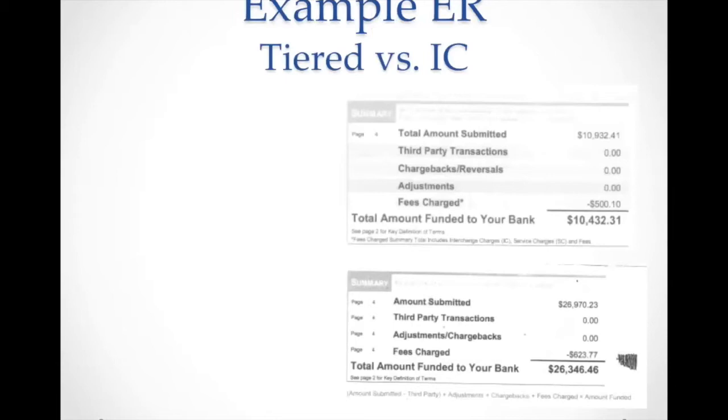So let's go over the effective rate. In the previous module, we talked about tiered pricing versus interchange pricing. Tiered pricing is pretty old school at this point, and it costs merchants more typically. Interchange is typically a better deal for the business owner, and it's also very transparent because they know how much their processor is actually making on any given card. So here's a sample of tiered pricing. If you were to pull your calculator out and do $500.10 divided by $10,432.31, you're going to get this as an effective rate. That's an effective rate of 4.79%.